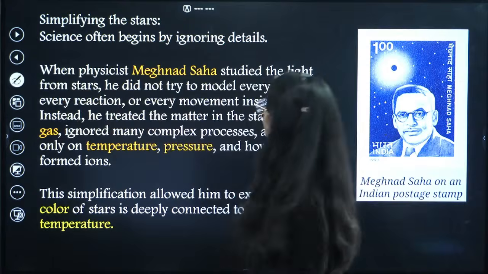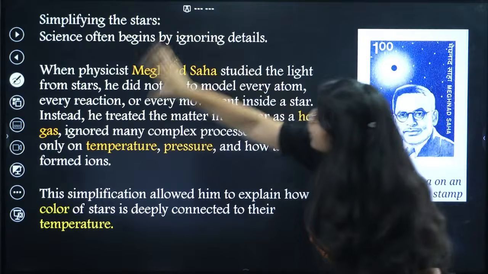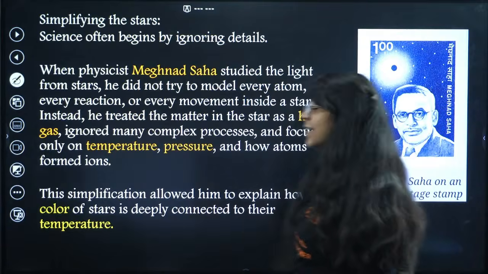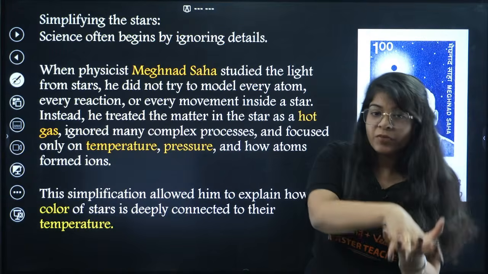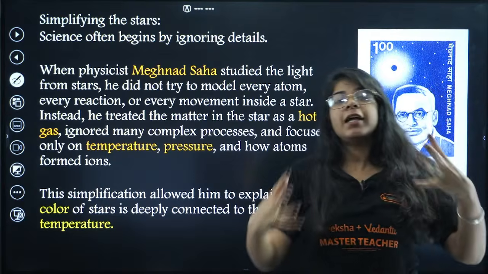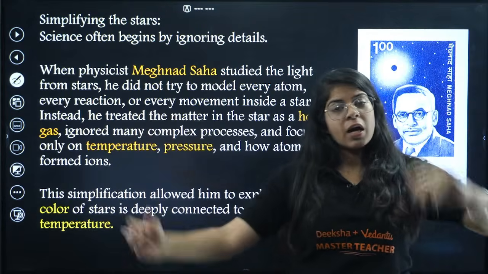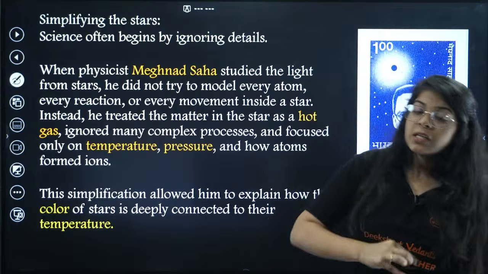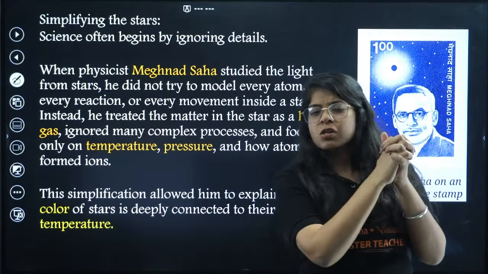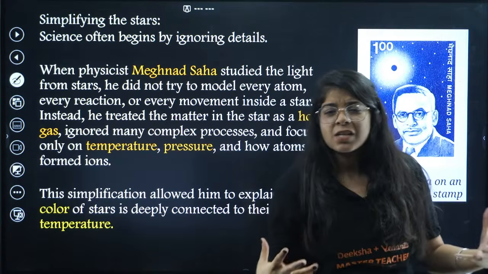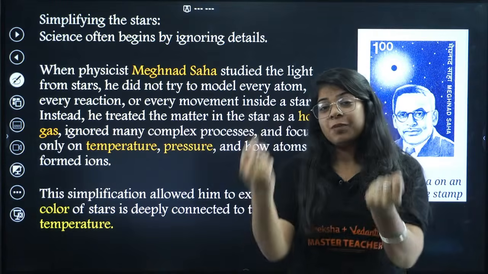He did not try to model everything. He did not try to model every single atom, every single reaction or every movement of the star. Instead, he treated the matter inside the star as a hot gas. So he said that this star is not just a rock, it's just a gas. Instead of looking at all those atoms, he studied this star just as a hot gas, ignored all the complex processes and focused only on its temperature and pressure.